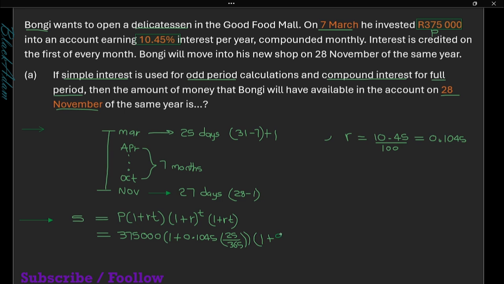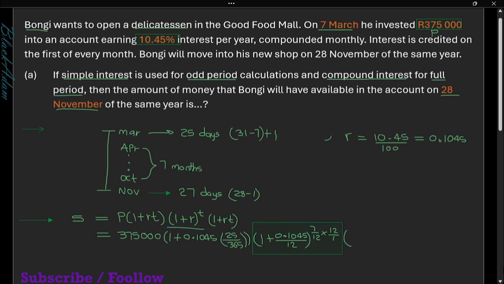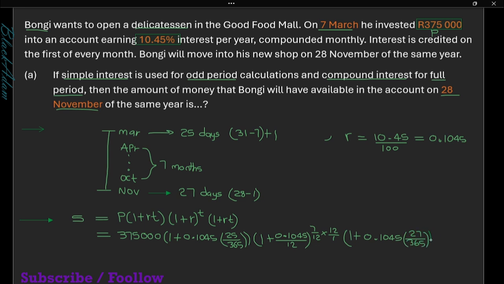Now compound interest will be 1 plus 0.1045, that's the interest, over 12, and then the period is 7 months, so 7 over 12 multiplied by 12. The 12 cancels out, so we have 7. And then the last part is simple interest, 1 plus 0.1045 times the days, which is 27 over 365. All right, so that's it. So we just have to use the calculator and simplify.